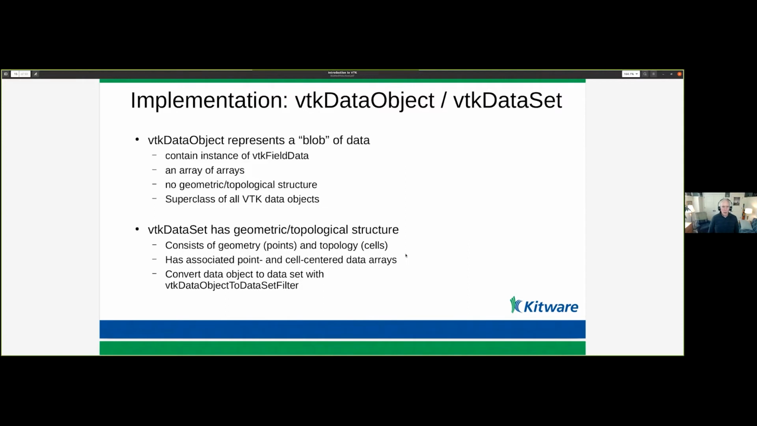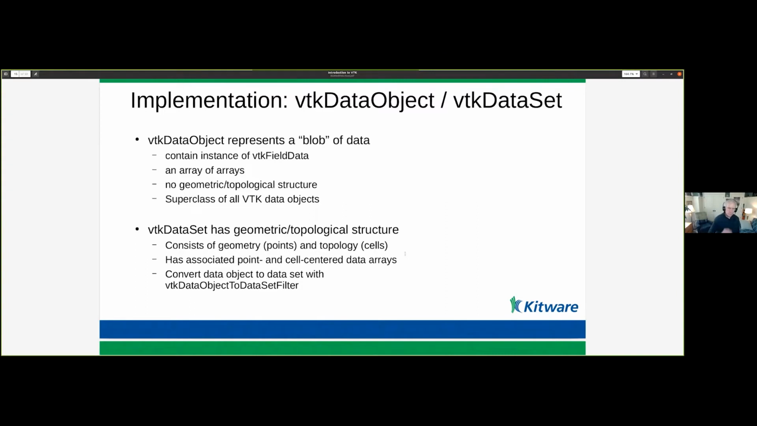So the derived class of data object is a data set, and it has some form of geometric and topological structure. And the model is quite simple. It's geometry, which is represented by points, so sort of fixing position in space, and then topology. Basically, a triangle is defined by 3 points and so on. And the data, like scalars, vectors, tensors, or whatever, is associated either with points or with cells. So we call that point-centered or cell-centered data arrays.